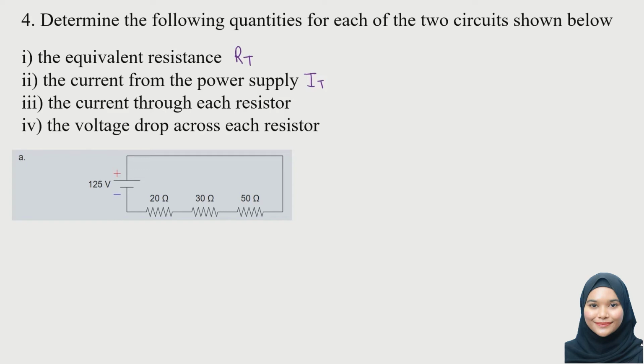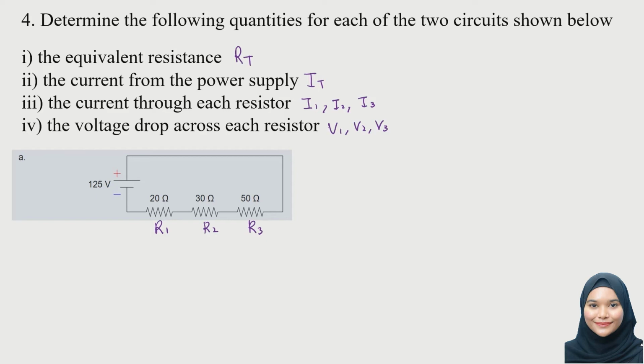From the circuit here, we know we have 3 resistors, so we need to look for I1, I2 and I3, and we need to look for the voltage drop across each resistor. So we need to look for V1, V2 and V3. First of all, in order to tackle this question, you need to figure out whether this is a series circuit or a parallel circuit. As you can see here, this is a series circuit. So I will label this as resistor 1, resistor 2 and resistor 3, so it will be easier for us to solve this question.